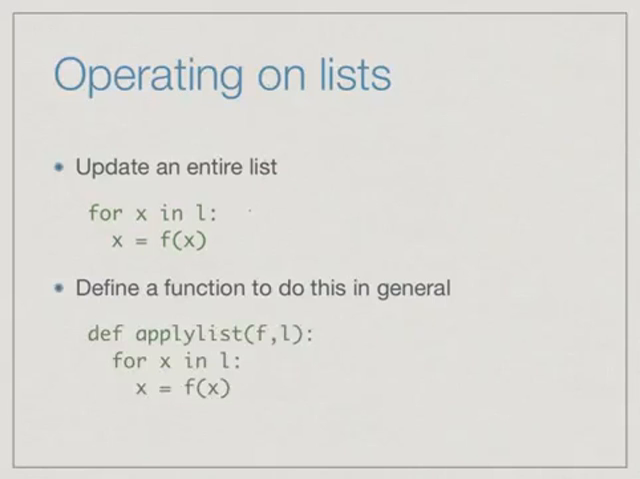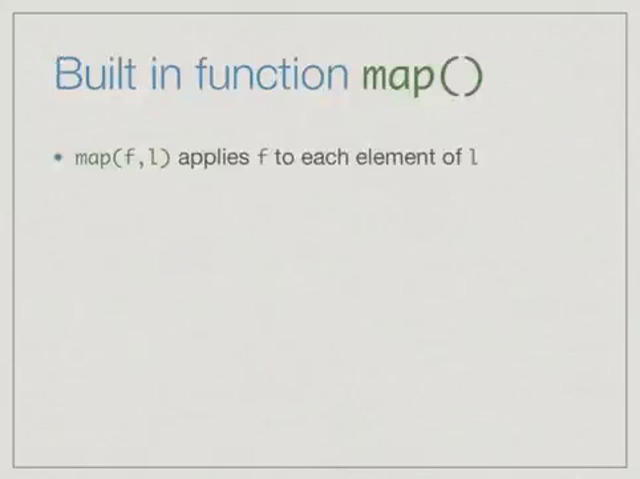So we could say define apply list, which takes a function f and a list L, and for every x in L, it just replaces x by f of x. And since L, a list, is a mutable item, this will update lists in the calling function as well. So Python has a built-in function map which does precisely this. So map f L applies f in turn to each element of L.